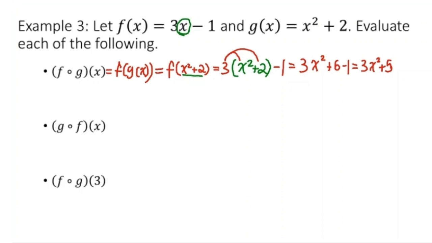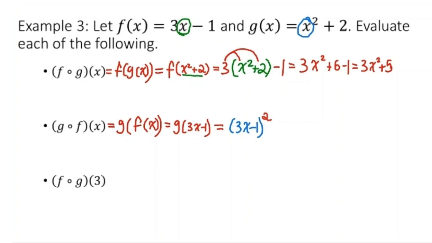Next, we'll find g composed with f of x, which is equal to g of f of x. f of x is 3x minus 1, so we'll replace f of x with the 3x minus 1. Now to evaluate g of 3x minus 1, everywhere we see an x in g of x, we're going to replace it with 3x minus 1. So x squared becomes (3x minus 1) squared. Remember to keep those parentheses around the 3x minus 1, and then plus 2.